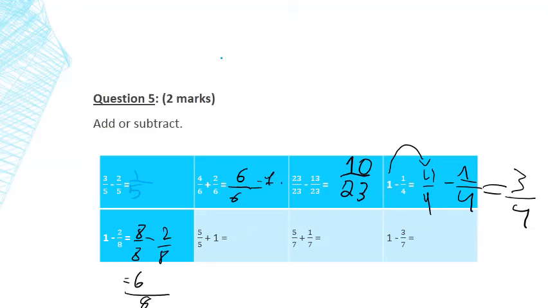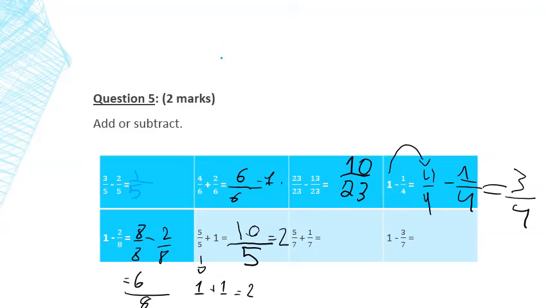Now Reem, 5 over 5 plus 1. 5 over 5 is 1 whole, right? Plus 1 is equal to 10 over 5? But 1 whole plus 1 is equal to what? Here 5 over 5 is equal to 1, because we have the same numerator and denominator. Plus 1 is equal to 2. So 10 over 5 actually is equal to 2.